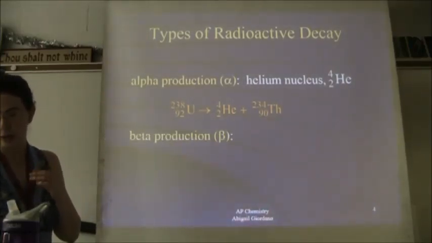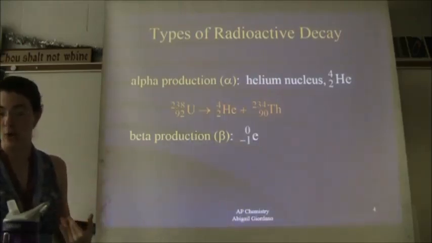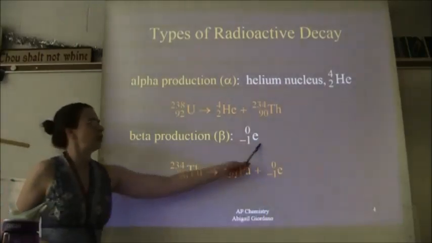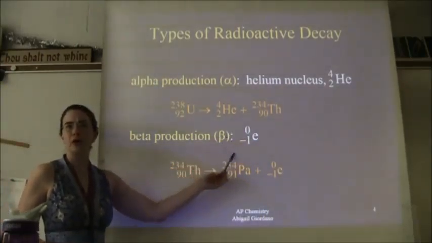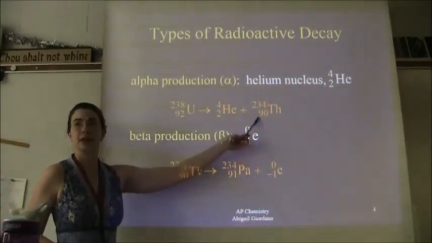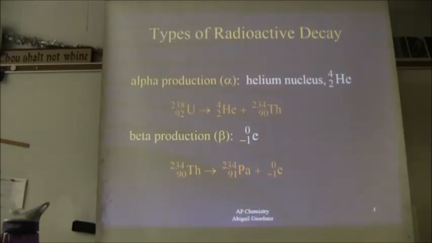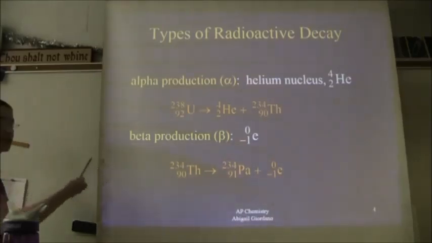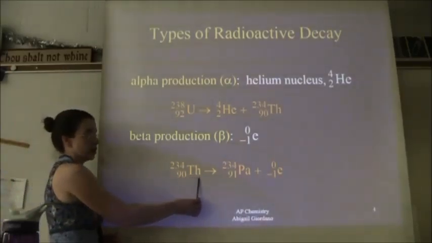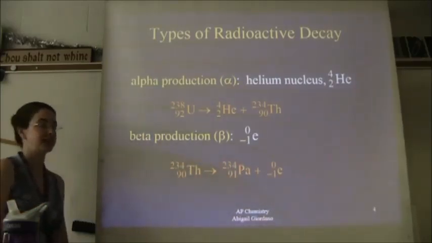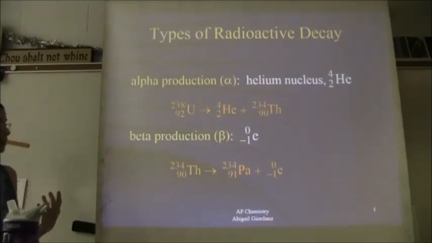Here's another that you're probably familiar with: beta decay or beta production. Do you all know what a beta particle is? What is that? It's an electron. Yeah, a beta particle is just an electron. But again, just like any other nuclear reaction, you have one element changing into a different element. That's very characteristic. That's unique to nuclear changes.